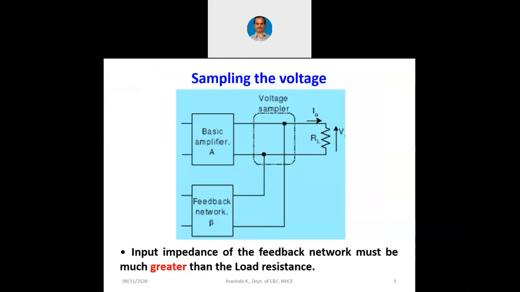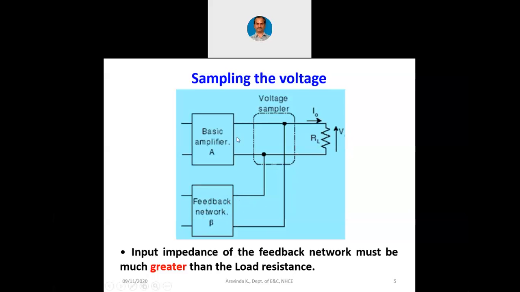Okay, before discussing the gain, I had also shown you how to sample the voltage yesterday. Now there is a point here, when we sample the voltage from the output, now this is called voltage sampling back to the feedback network. Now the requirement here is that the input impedance of the feedback network must be much greater than the load resistance. Otherwise what may happen? Whatever current is going to the load, it will get diverted to the feedback network also. If the input impedance of the feedback network is lesser, then we will have unnecessarily wastage of power.